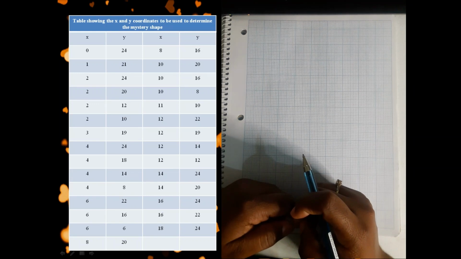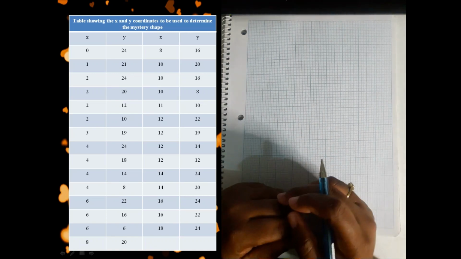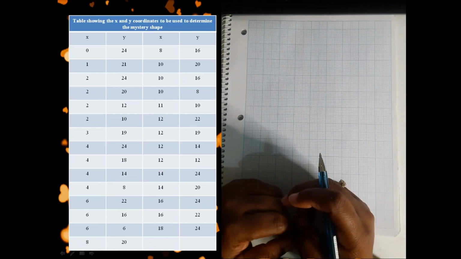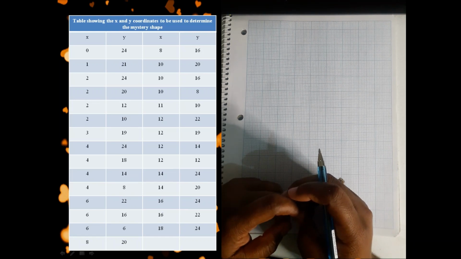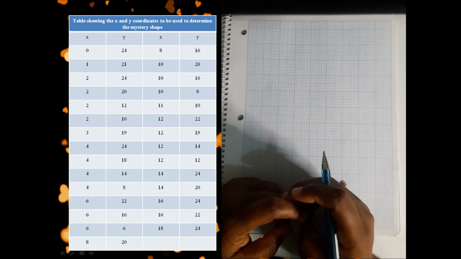With graphing, we're not doing any gradient of the line or anything. We just want to make sure that we can plot our points. So we're gonna have some fun doing that. And here we have a table with about 29 points. It says: table showing the x and the y coordinates to be used to determine the mystery shape.